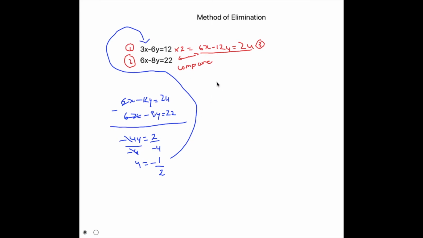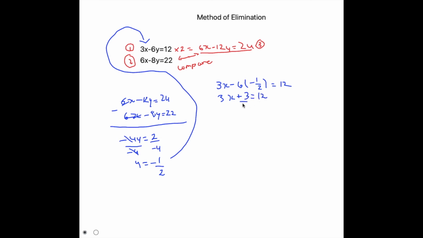I will get 3x minus 6 bracket negative 1/2 equals 12. 3x minus 6 times negative 0.5, which is 1/2, is 3. So plus 3 equals 12.